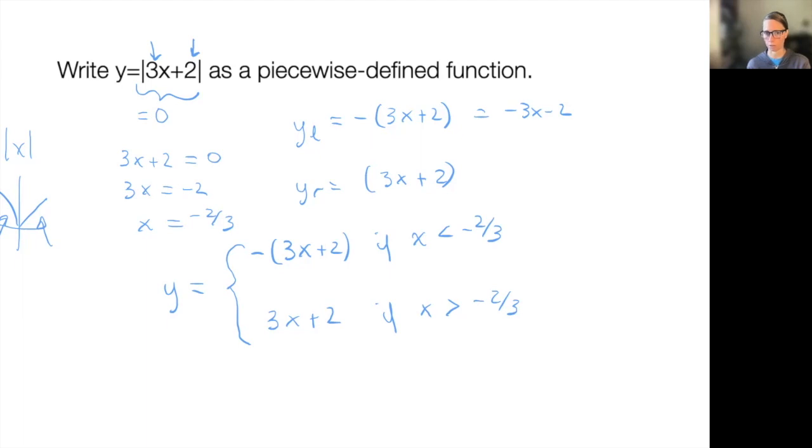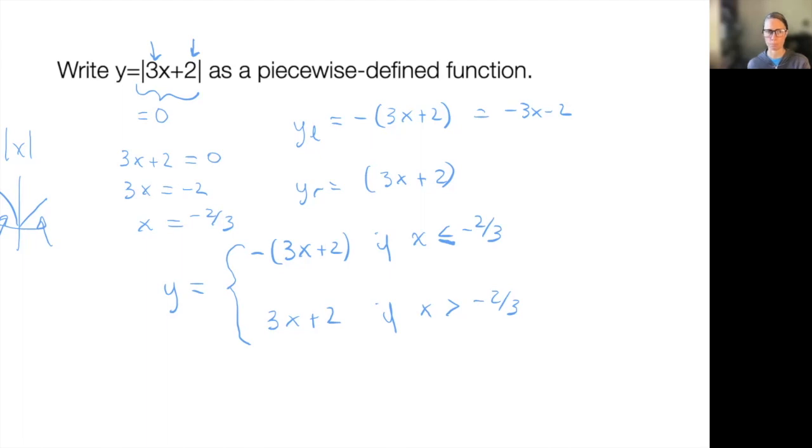Now this function happens to be continuous, and it is defined at exactly negative 2/3. So pick your favorite equation and put the equality there. So I might put the equality on the top function, but it really doesn't matter. So I might say that y is equal to the negative quantity 3x plus 2 for x values less than or equal to negative 2/3.